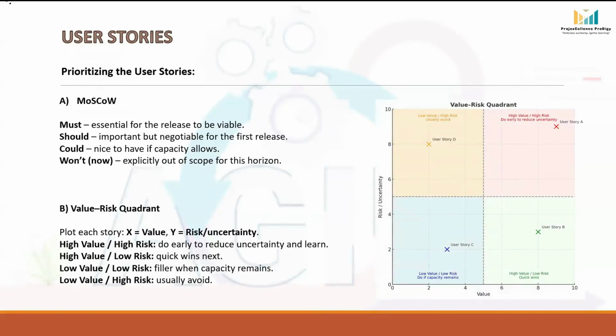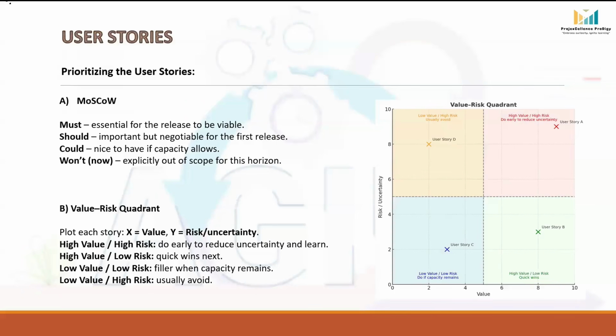Next topic, prioritizing the user stories. Now that we have learned how to write good user stories, the next important question is which story should we build first? In Agile, we often have dozens of user stories and sometimes even hundreds of user stories in the product backlog. But we cannot build everything at once. So that's where user story prioritization comes in.